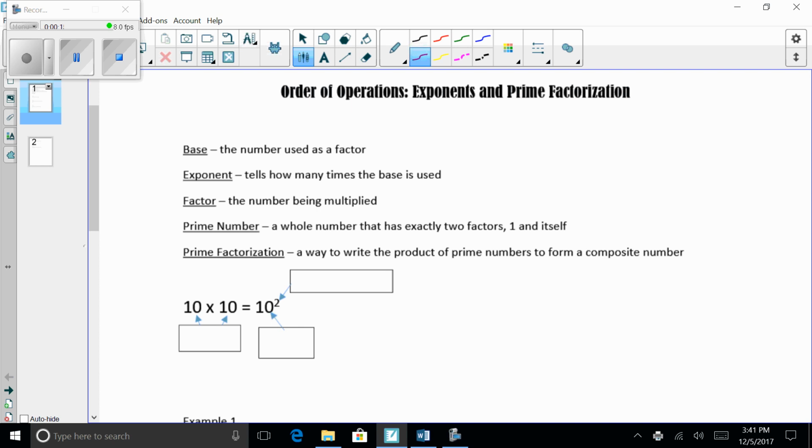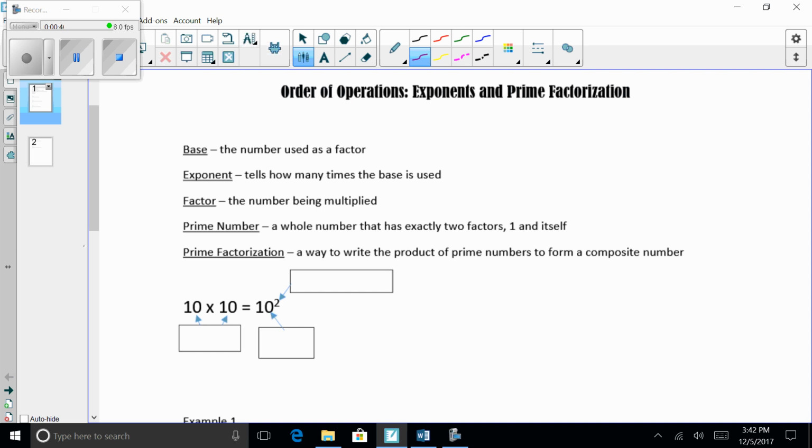So we have a base. The base is the number used as a factor. We have an exponent, and that tells us how many times the base is used. We have a factor, the number being multiplied. Prime number, a whole number that has exactly two factors, which are one and itself, and prime factorization, which is just a way to write the product of prime numbers to form a composite number.